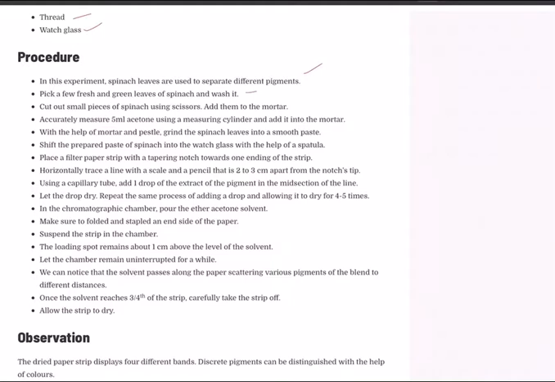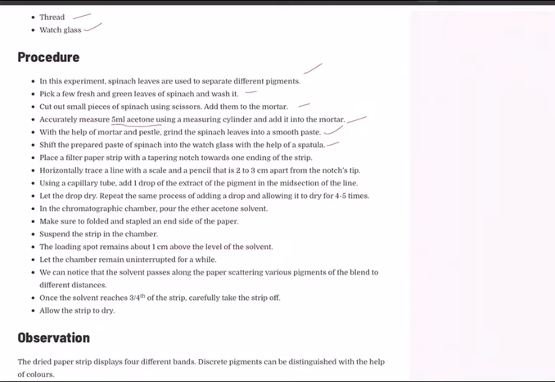And the procedure? In this experiment, spinach leaves are used to separate different pigments. Pick a few fresh and green leaves of spinach and wash them. Cut out small pieces of spinach using scissors and add them to the mortar. Accurately measure 5 ml acetone using a measuring cylinder and add it into the mortar. With the help of the mortar and pestle, grind the spinach leaves into a smooth paste. Shift the prepared paste of spinach into a watch glass with the help of a spatula.